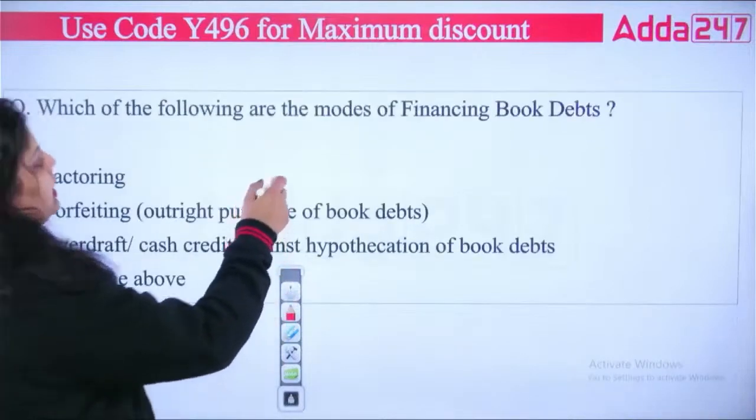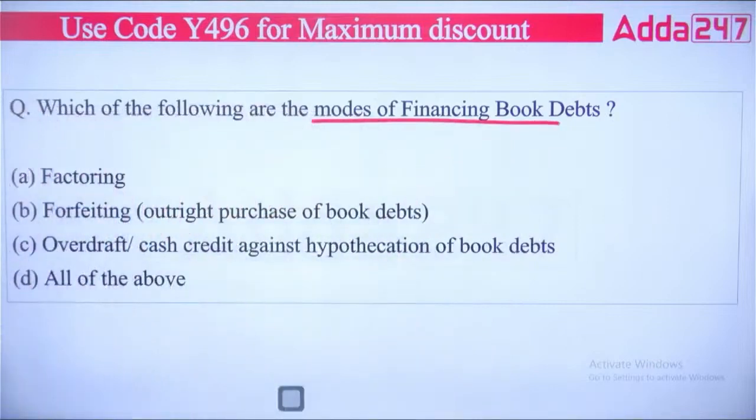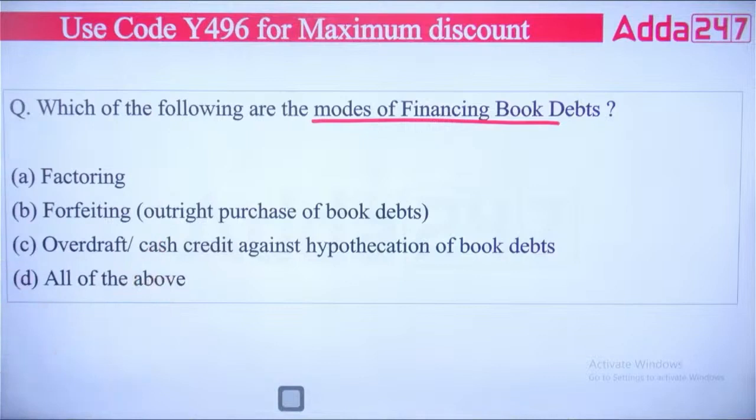Which of the following are the modes of financing book debts? Factoring, forfeiting, overdraft, cash credit, hypothecation of book debts, all of the above. So, which of the following can be used to simply finance the book debts? A, B, C or D?